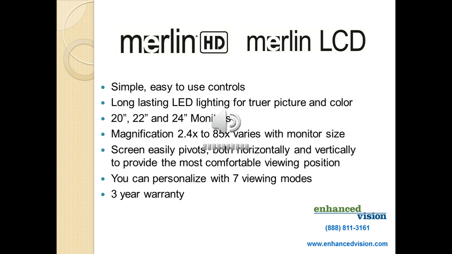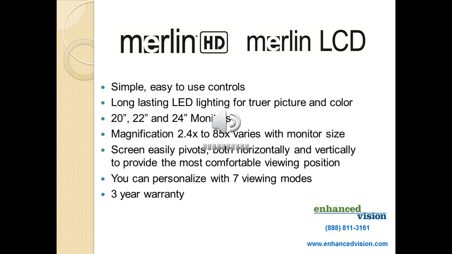So obviously one of the big things that's different with the different Merlins is there are different price tags associated with them. And so what you would do is you would talk to whoever the representative for Enhanced Vision is in your area, and they would be able to give you prices. But these Merlins, the magnification range is literally from about 2.5 times magnification all the way up to 85 times, depending on what size your monitor is.